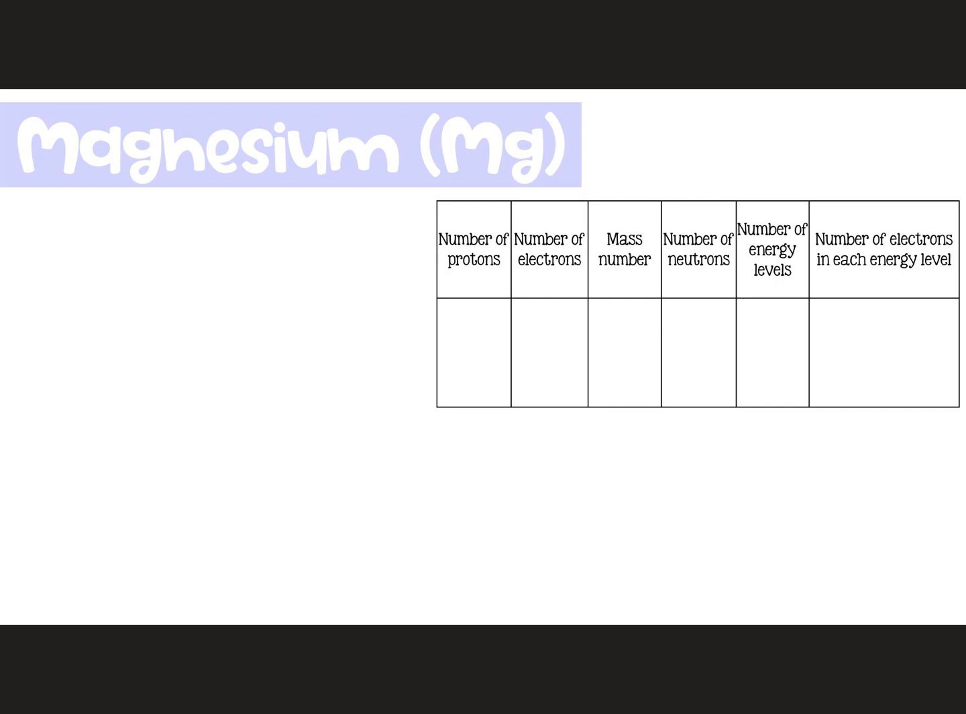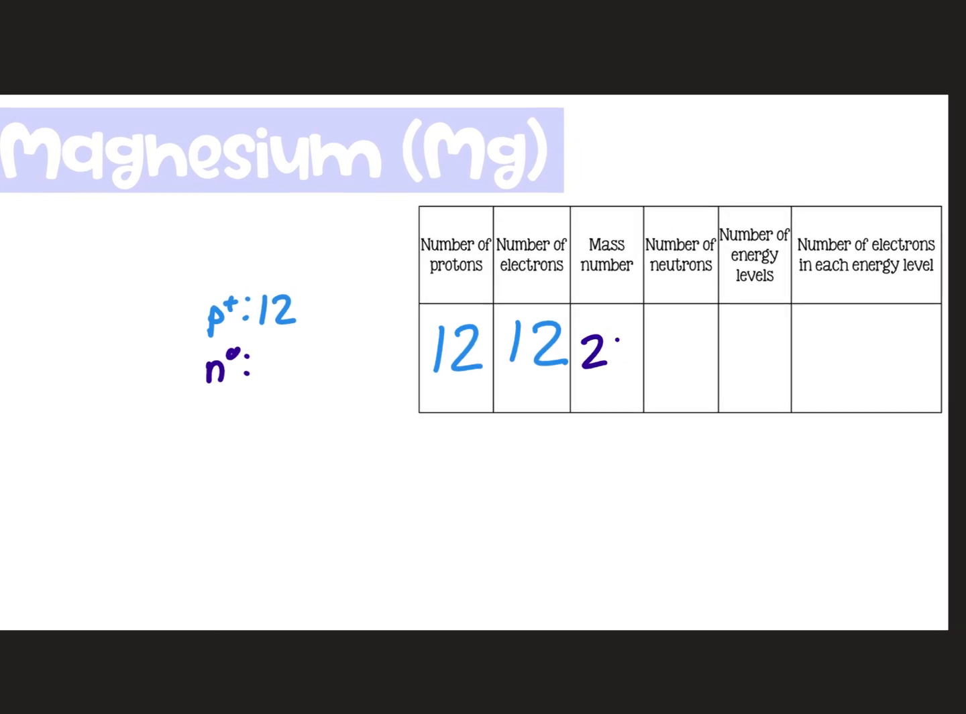Next, we will look at the example of magnesium. Magnesium has the atomic number 12, meaning there are 12 protons and 12 electrons. Let's add the protons to our nucleus. Next, we will look at the atomic mass. When you round the atomic mass, you get a mass number of 24. And 24 minus 12 means there are 12 neutrons in magnesium. Add this to your nucleus.